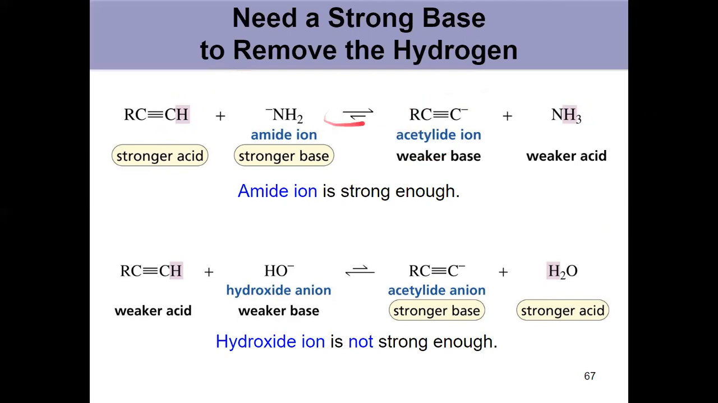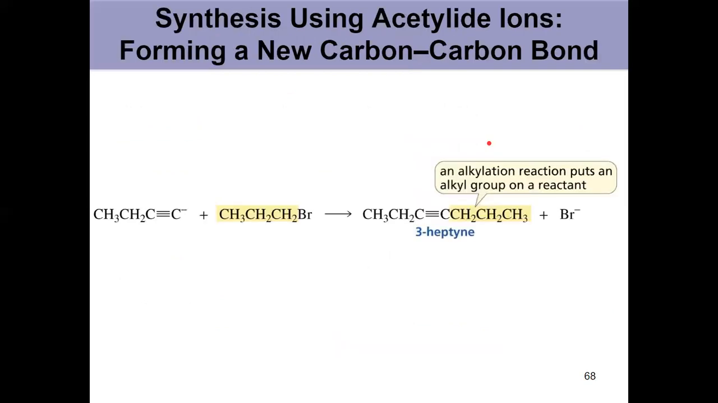Notice the difference in the equilibrium arrows on the top and the bottom here. Here, the equilibrium is lying to the right, the formation of the weaker acid. So that's what I'm going to use, the amide ion. You typically see it in the form of sodium amide, NaNH2, plus a terminal alkyne, which will deprotonate that hydrogen off of the alkyne and form the acetylide ion. That acts as a nucleophile, and we can use it in synthesis.